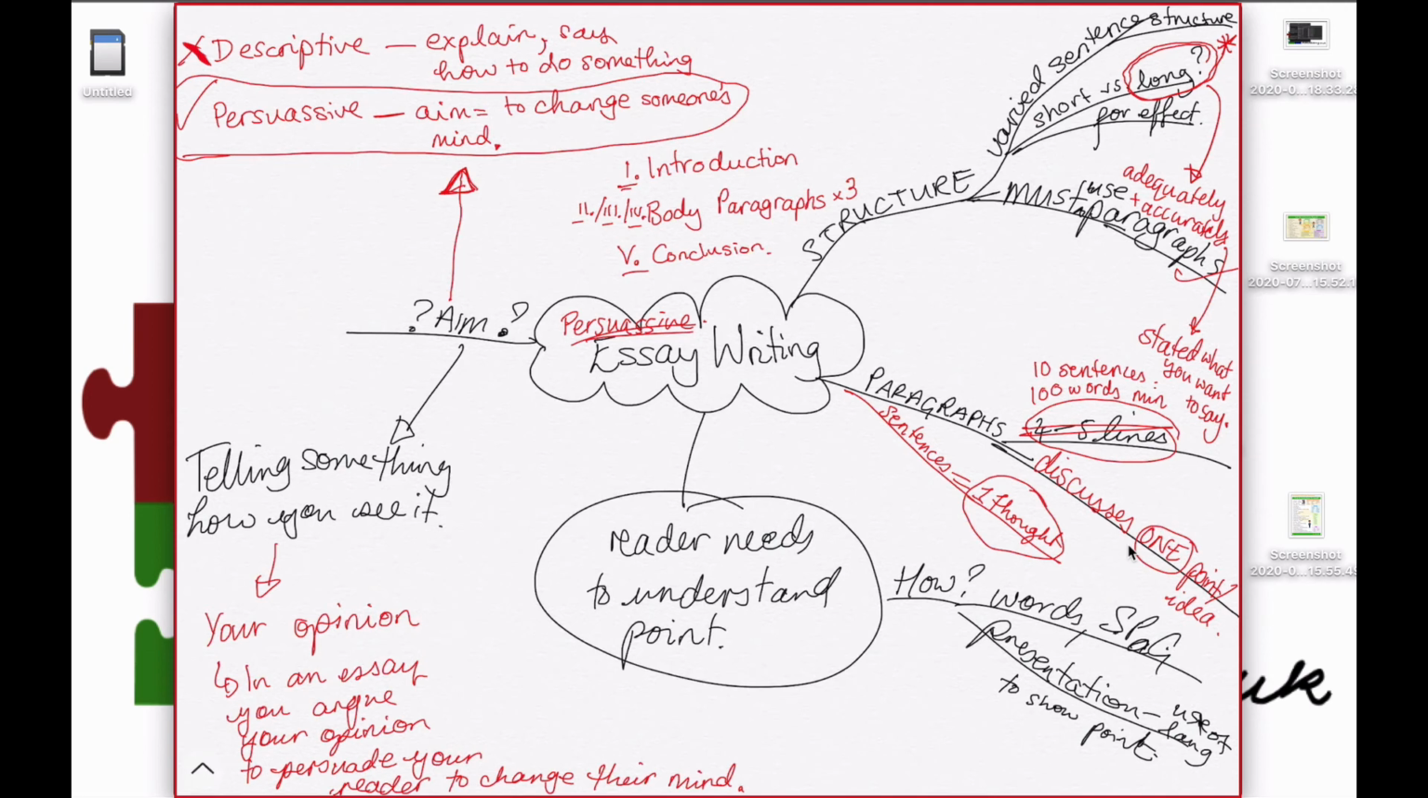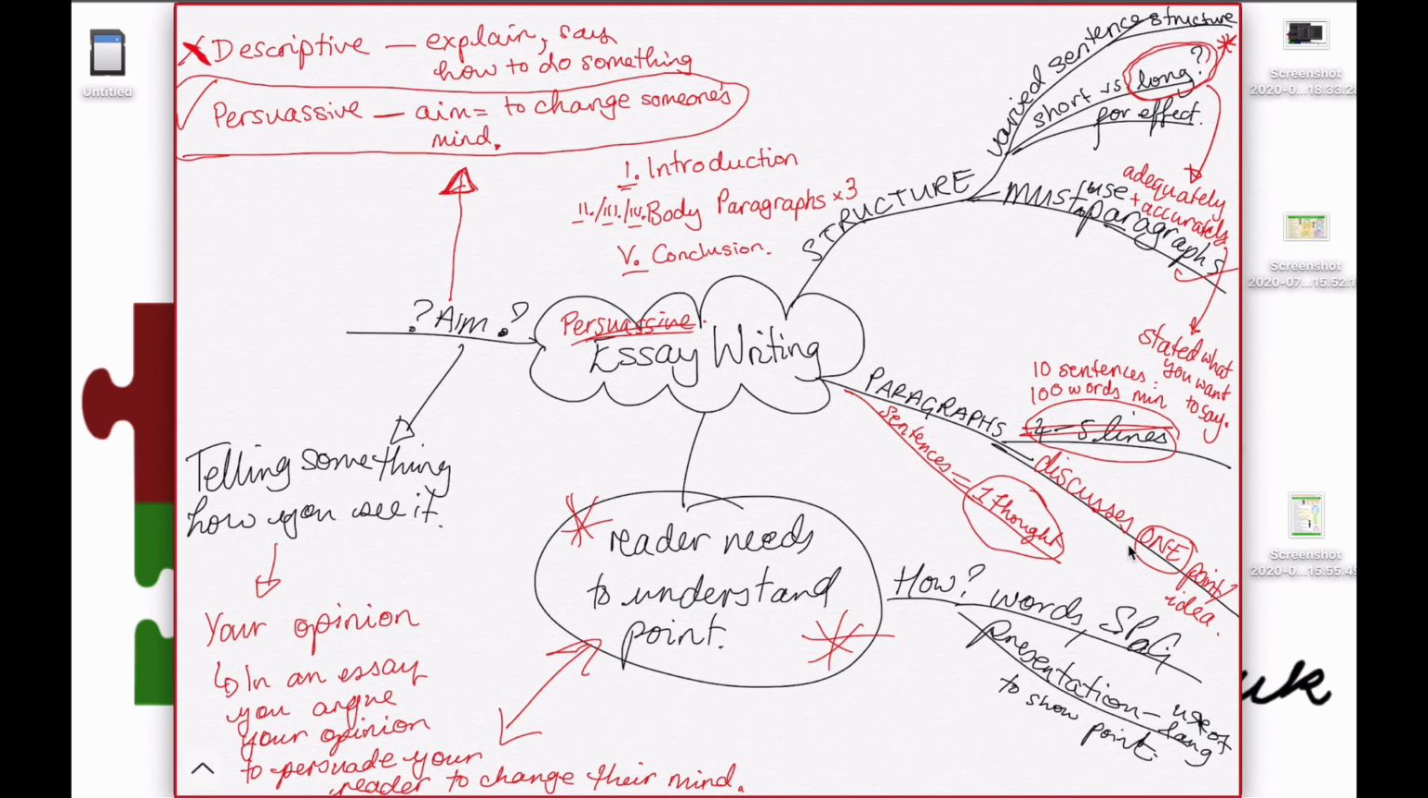So your reader needs to understand your point. This is incredibly important, because if they don't understand your point, they can't be persuaded. So this is why we start with basics, because if you try to be too clever in the beginning, because you're trying to make it sound really fancy, sometimes you can lose the meaning, and that defeats the object, which is to persuade your reader of something.